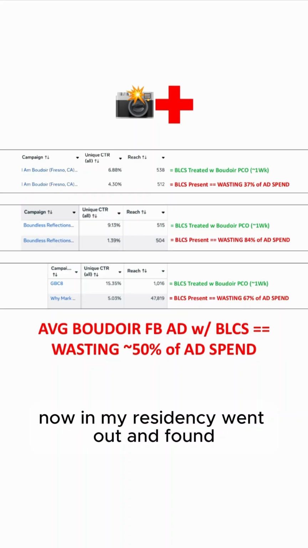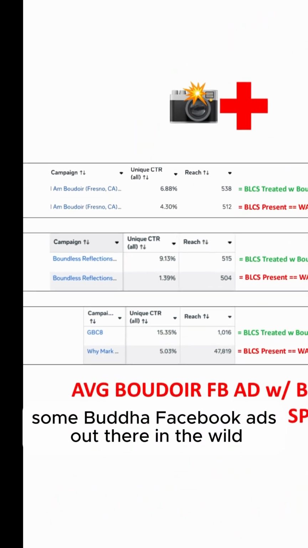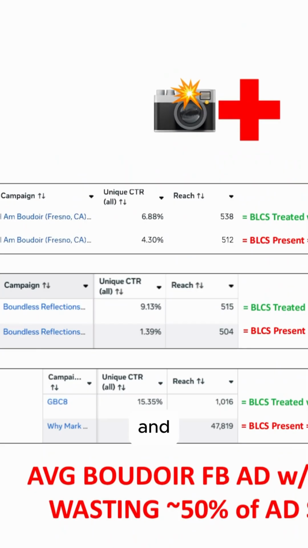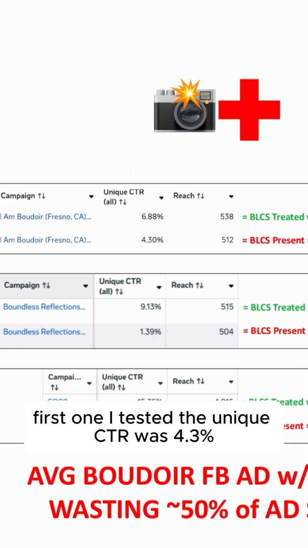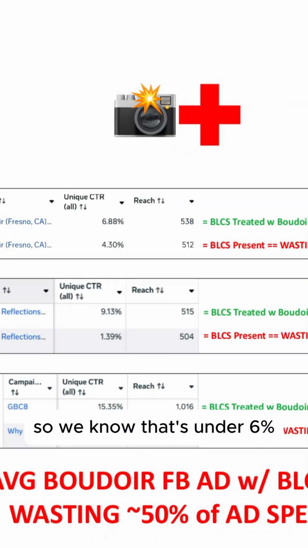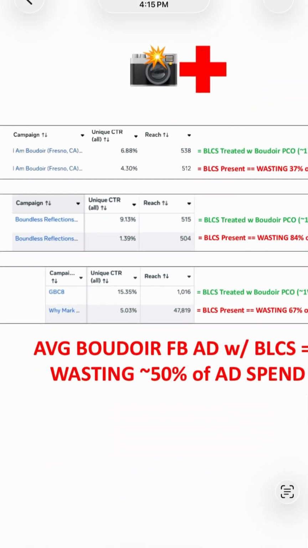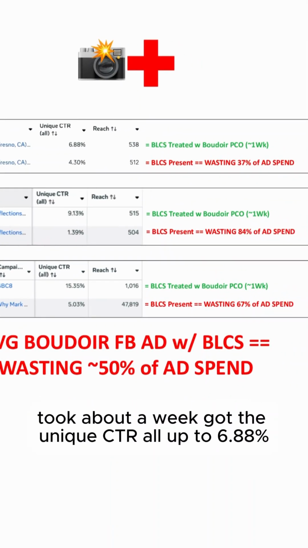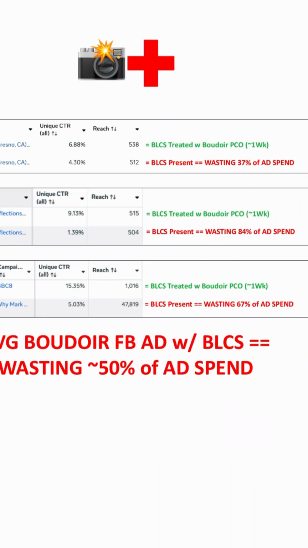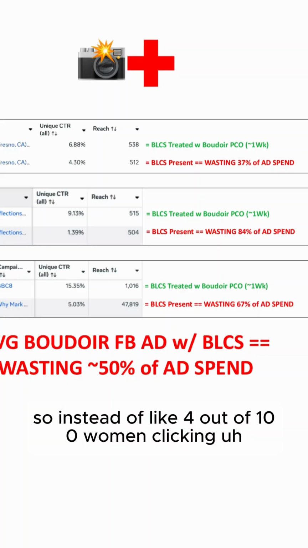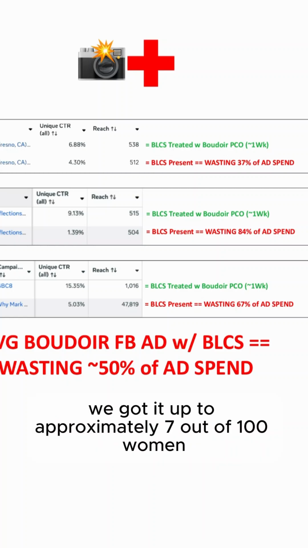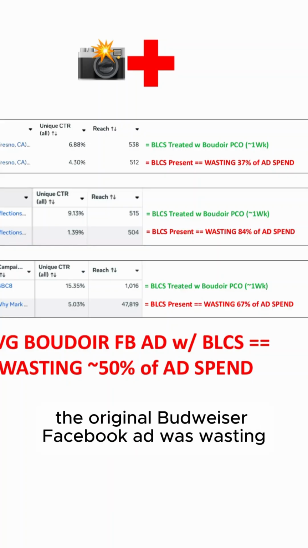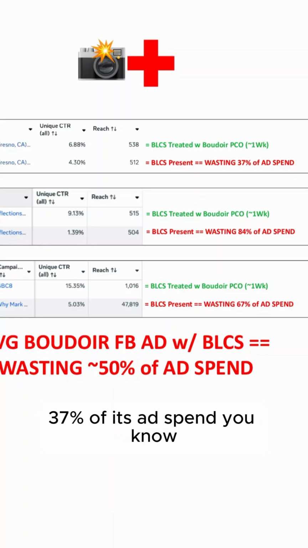Now, in my residency, I went out and found some Boudoir Facebook ads out there in the wild. The first one I tested, the unique CTR was 4.3%. So we know that's under 6%, so we know that BLCS is present. So I duplicated that, treated with Boudoir Pico, took about a week, got the unique CTR up to 6.88%. So way better. So instead of like 4 out of 100 women clicking somewhere in the ad, we got it up to approximately 7 out of 100 women. So we actually found out the original Boudoir Facebook ad was wasting 37% of its ad spend.